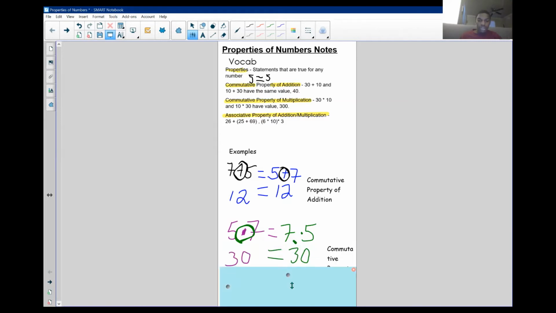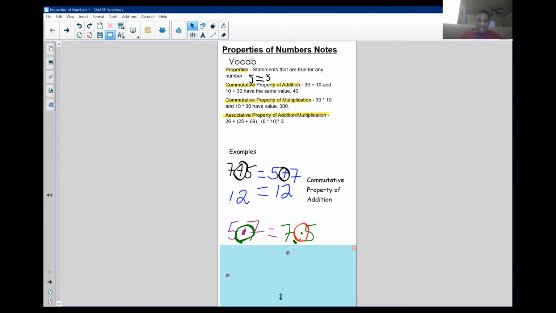Of course, it's the commutative property of multiplication because of that. Oh, there we go. Because of that, that times right there. Let's see if I can do this in a different color. Yep, there you go. Because of that. All right. So that's how I got commutative property of multiplication.